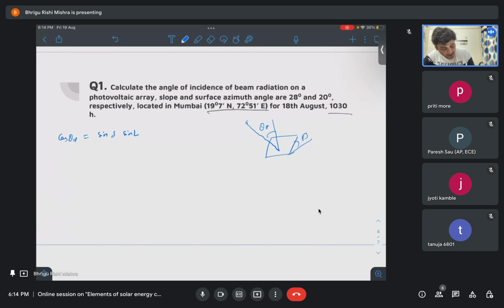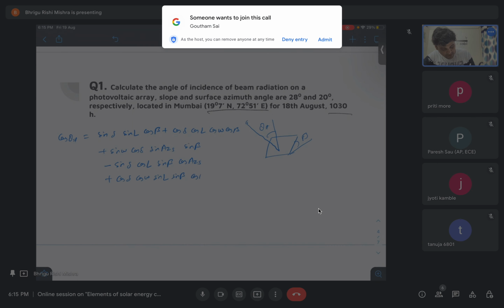sin delta sin L cos beta plus cos delta cos L cos omega cos beta plus sin omega cos delta sin AZS sin beta minus sin delta cos L sin beta cos AZS plus cos delta cos omega sin L sin beta cos AZS.